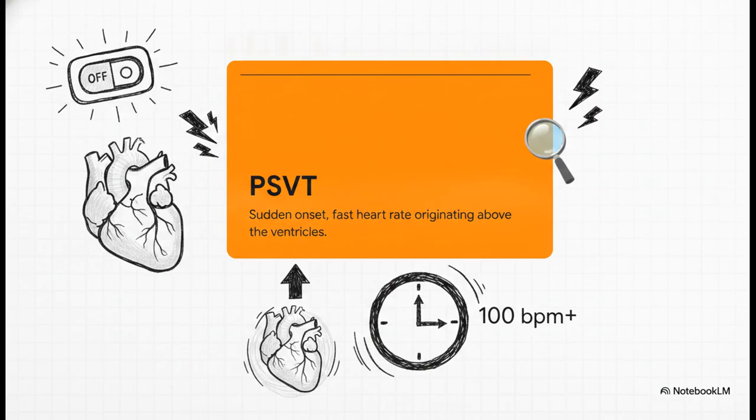Paroxysmal just means sudden. These episodes start and stop abruptly, literally like flipping a light switch. Supraventricular tells us the origin of the problem. It's happening above the ventricles, specifically involving the atria or the AV node itself. And tachycardia simply means a fast heart rate, strictly defined as over 100 beats per minute, though in PSVT it's often way faster than that.